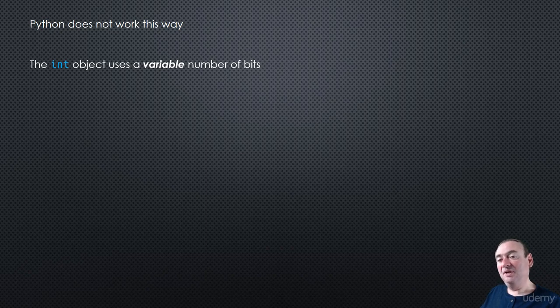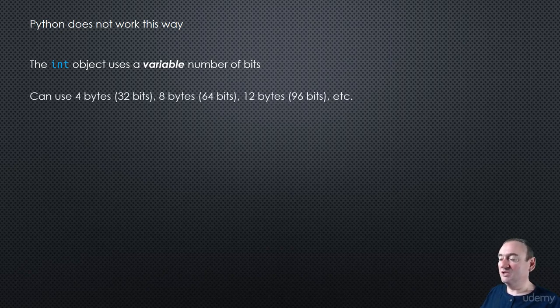Some languages allow you to do that. Now Python doesn't work that way. In Python, the int object, because remember it's an object, uses a variable number of bits. And as your number gets bigger, it will just increase the number of bits that it needs to use to store that integer. So it may use 32 bits, 64 bits, 96 bits, and so on. And that's completely seamless to us.